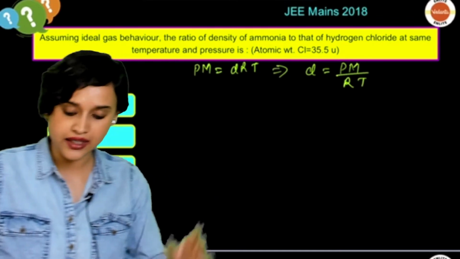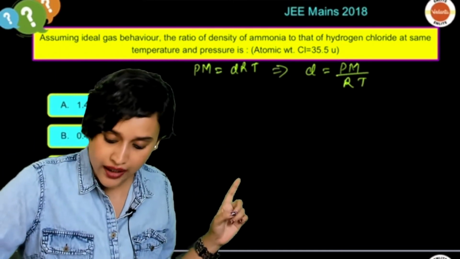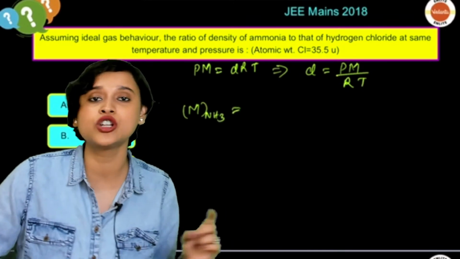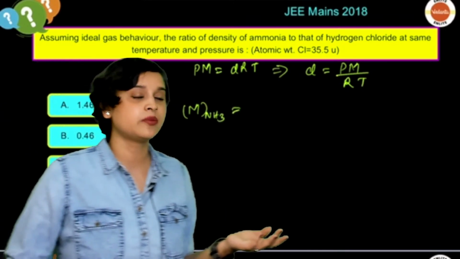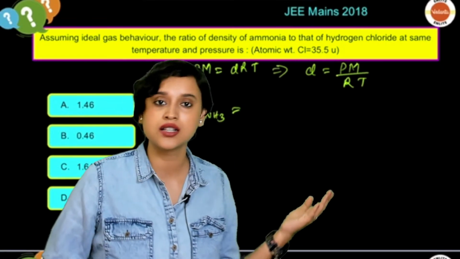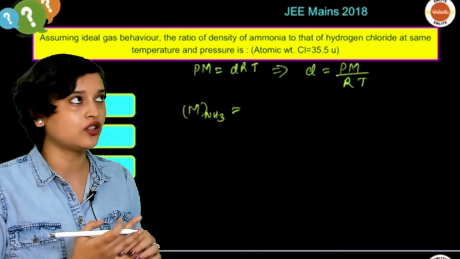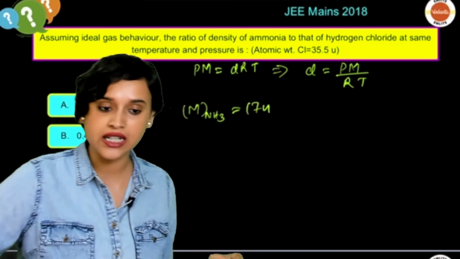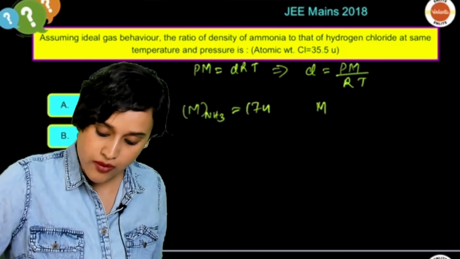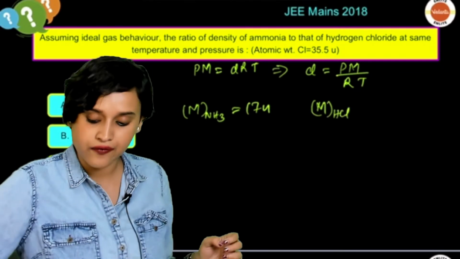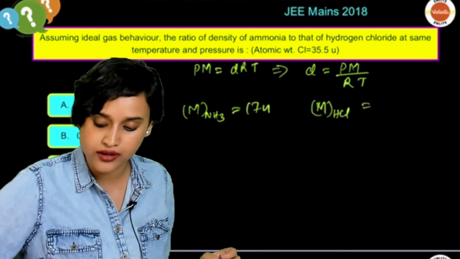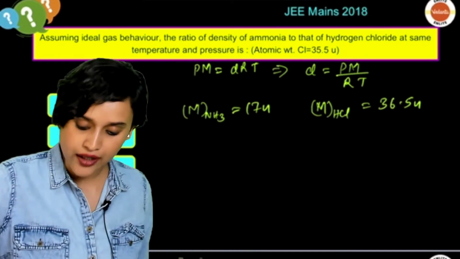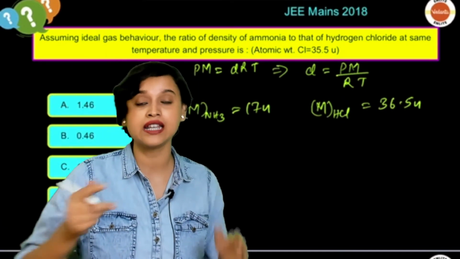Clear? Now I know the molar mass of NH3. What is the molar mass of NH3, everybody? It will be 3 hydrogens, so 3 plus 14, that is 17. And what is the molar mass of HCl? 35.5 plus 1, so 36.5 u. Am I right? Yes.